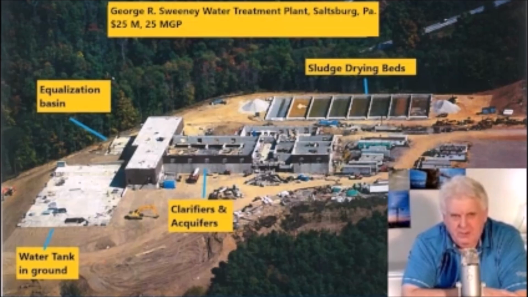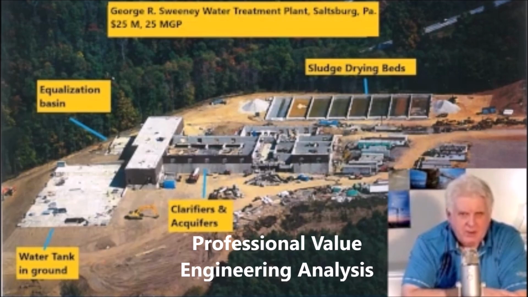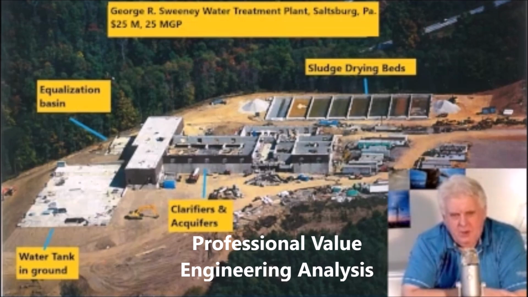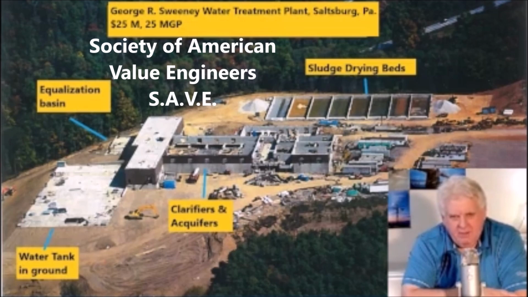Now, Westmoreland County got a loan from the Pennsylvania Infrastructure Loan Department, or PennVest. However, one of their stipulations was that any project over $5 million that they loaned out had to go through a professional value engineering analysis. So we, as the construction managers, contracted with a professional value engineering team out of Washington, D.C. They were comprised of two of them. One was a structural value engineer, and the other was more of a plant processing pipe value engineer. Both of them had been in the design of water treatment plants, and both of them were members of the Society of American Value Engineers, or SAVE.